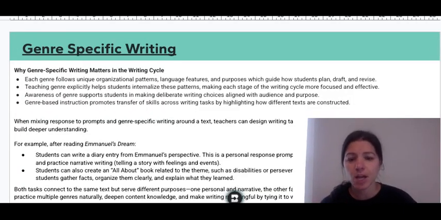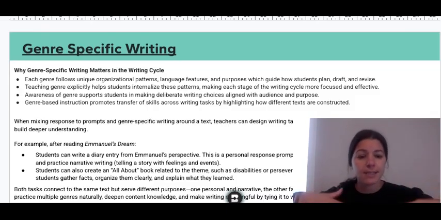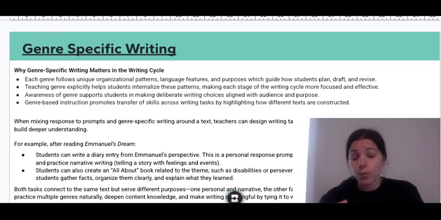Teaching genre explicitly helps students internalize those patterns, and it will make the writing stage more focused and effective. Your students have to be aware of the different genre supports, so they can make deliberate choices aligned with their audience and purpose. And then genre-based instruction really promotes transfer of skills across writing tasks by highlighting how different texts are constructed, right? We have to make sure we're providing opportunities for our students to write for a variety of reasons. Now, your instruction should incorporate response to prompts, and it should incorporate genre-specific writing around a text.